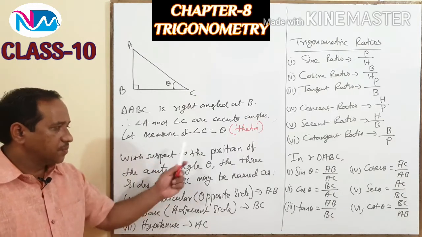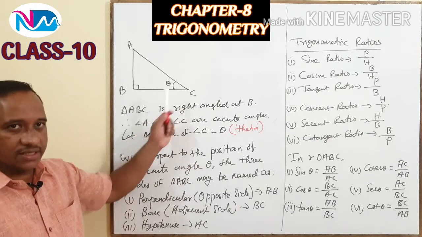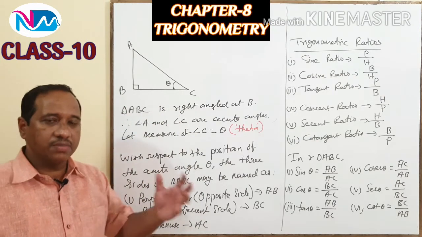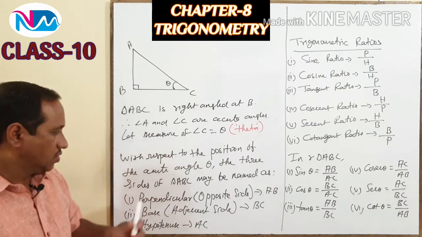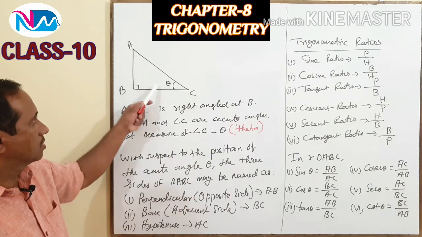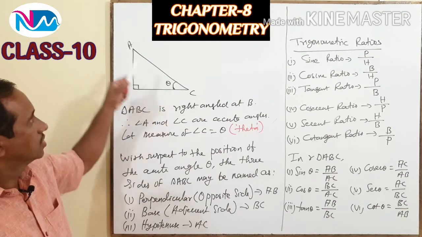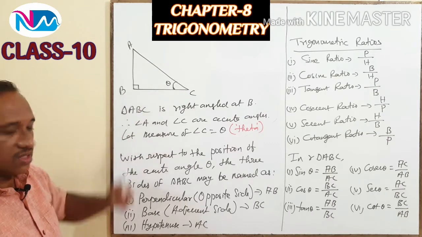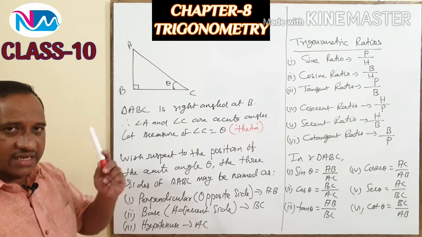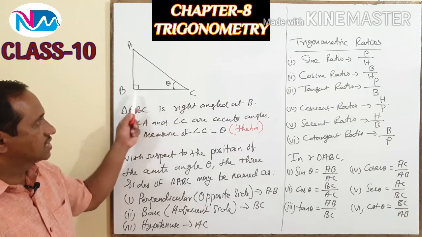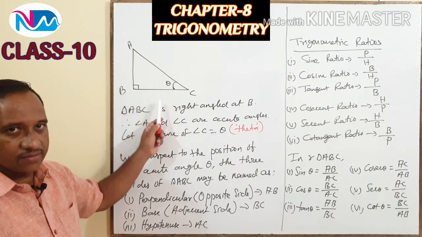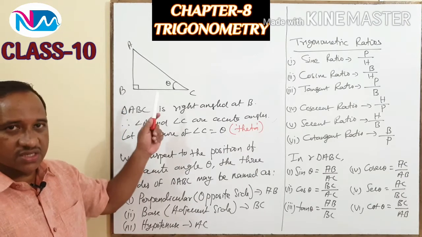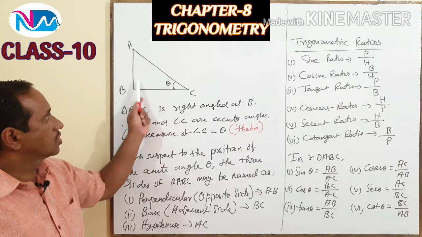Now, with respect to the position of the acute angle theta, the three sides of the triangle ABC can be named as, first one, perpendicular. Perpendicular is the side opposite of angle theta. Second, base. It is the side which is adjacent to angle theta. And hypotenuse, that is always fixed, the side opposite to right angle.